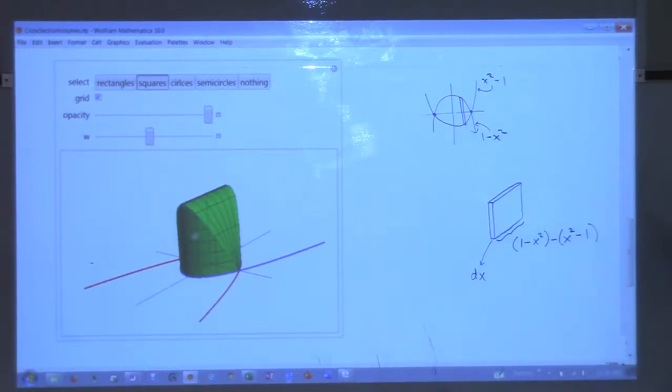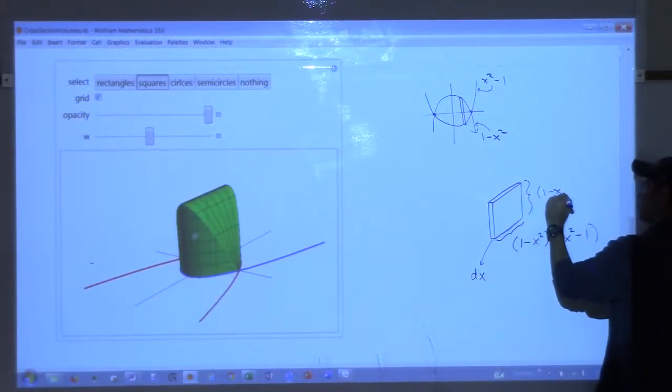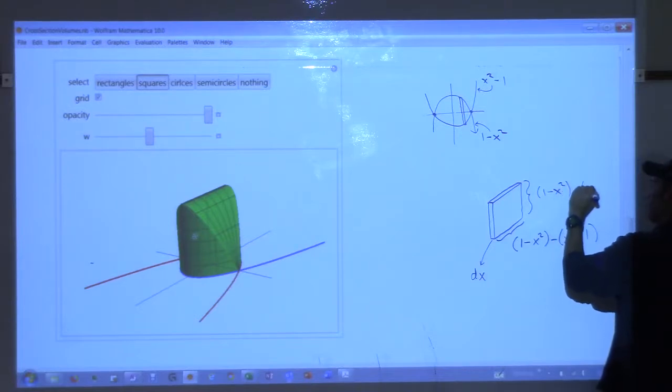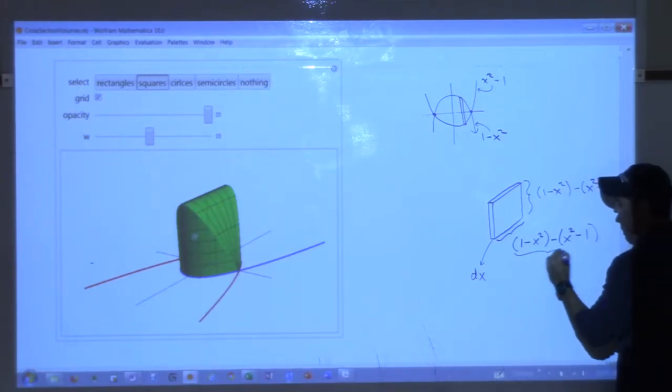Parabola opens up or down, positive in front, negative in front, right? Okay, y'all agree that's how wide this thing is? And it's a square, right? So the height is the same as the width. So I know that this side's the same. So this is also 1 minus x squared minus x squared minus 1, right? And let's just clean that up because this does simplify. What is that?